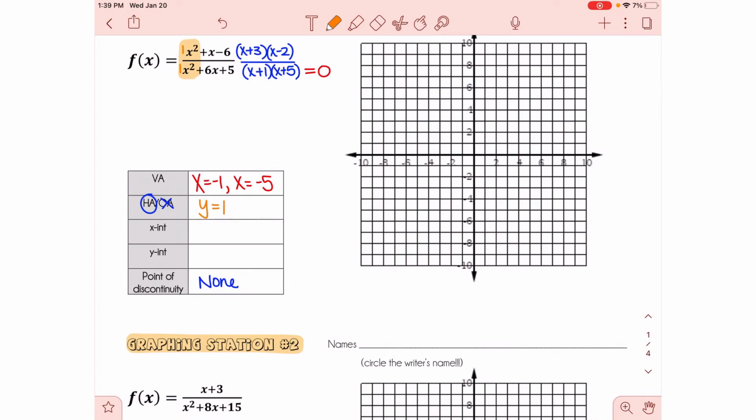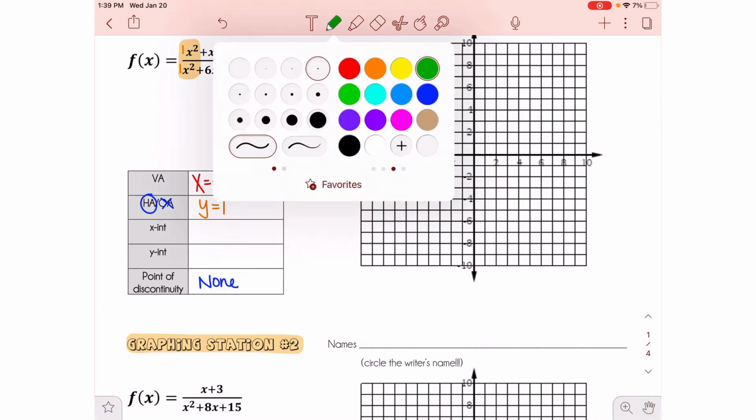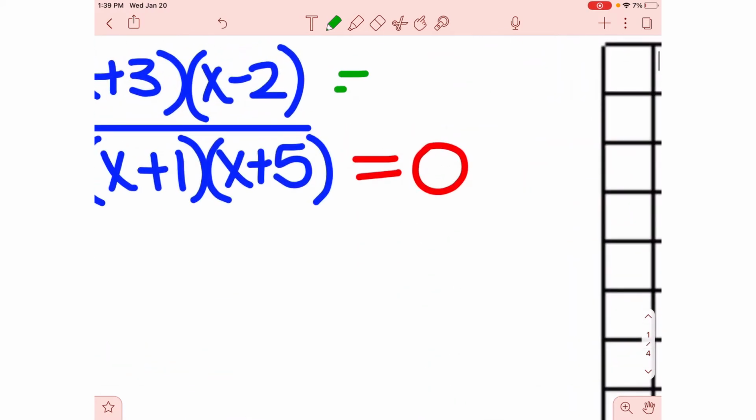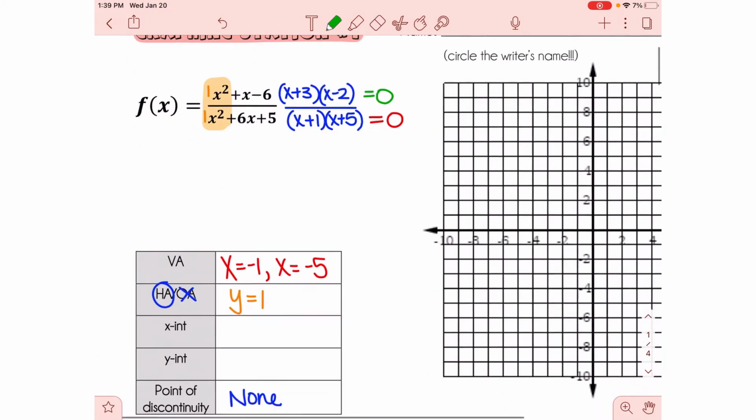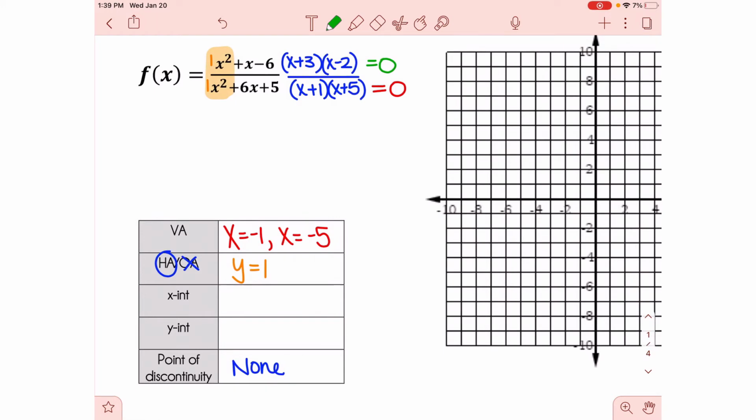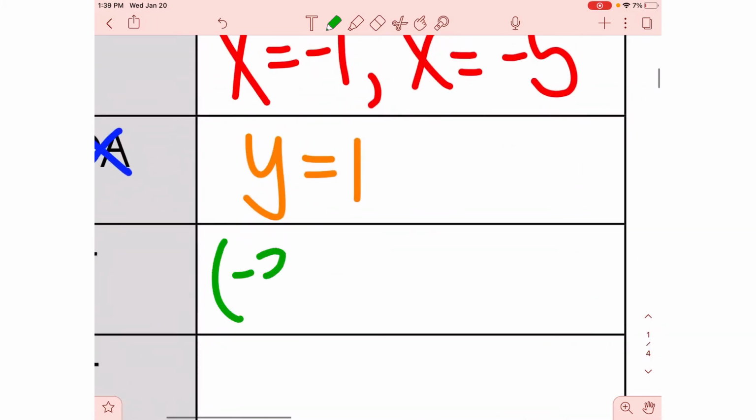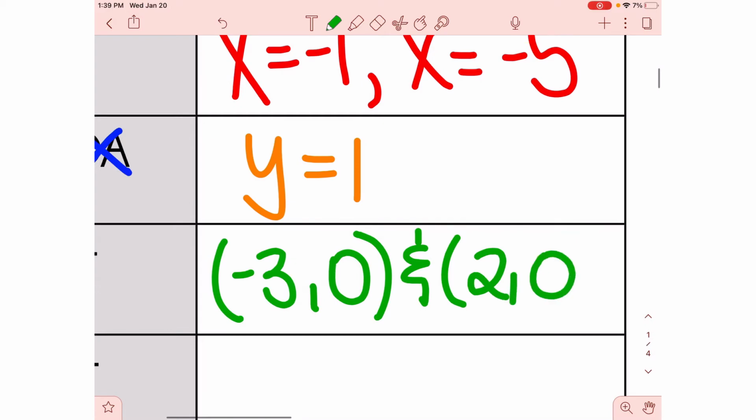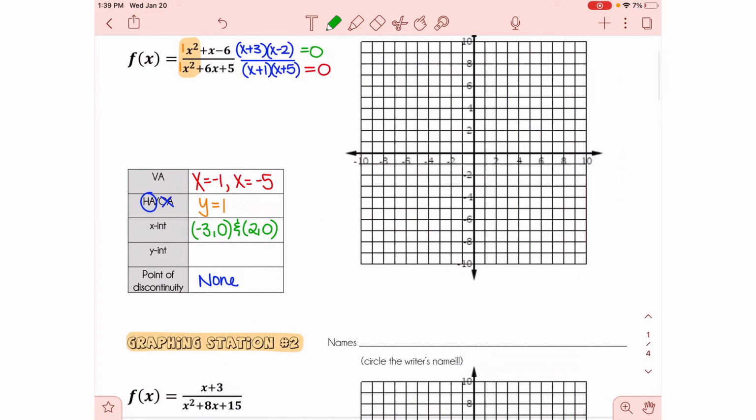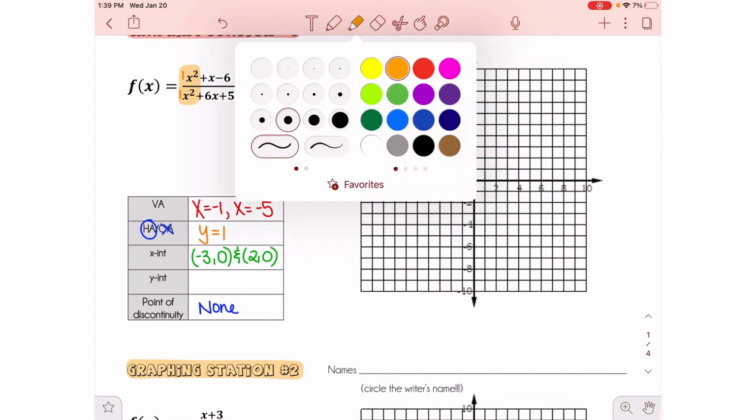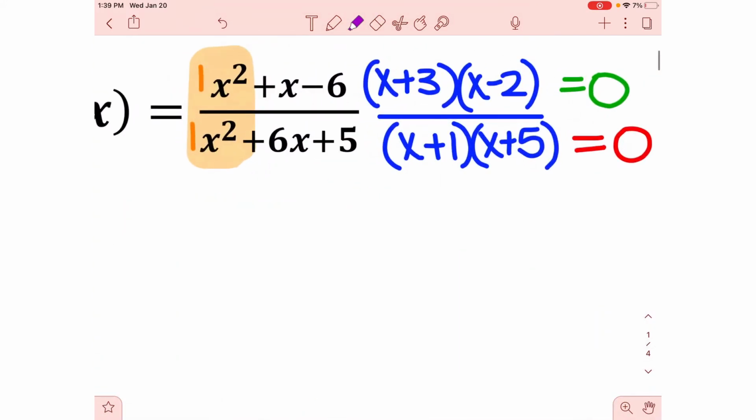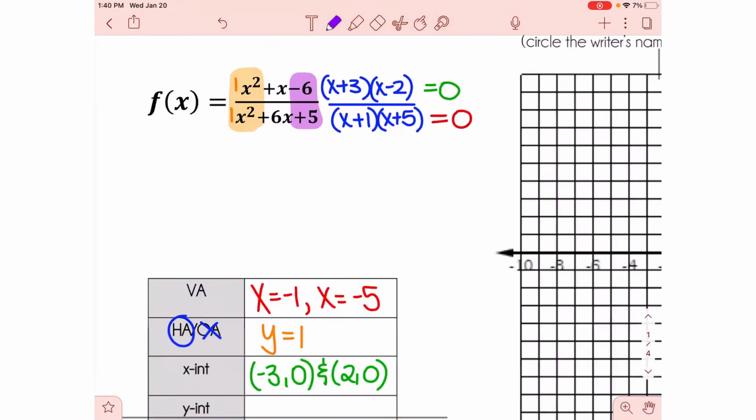All right, the x-intercept is the top equal to 0. So I will have two x-intercepts, which is allowed, at -3 and at 2. And then the y-intercept is the ratio. Again, my eyes are going to go back to that original because it's the ratio of the constants. So -6 over 5 is the y-intercept.